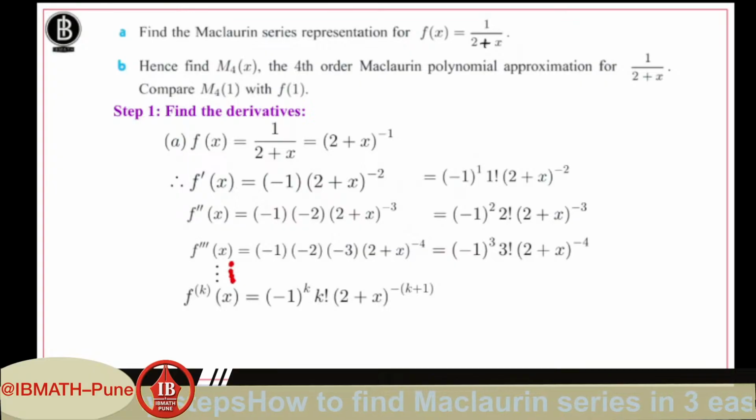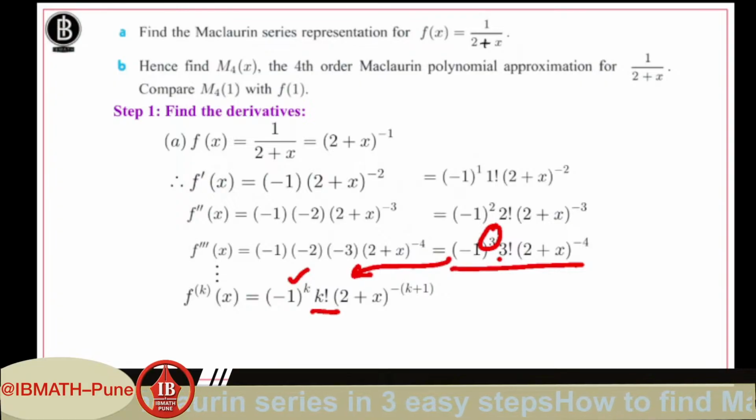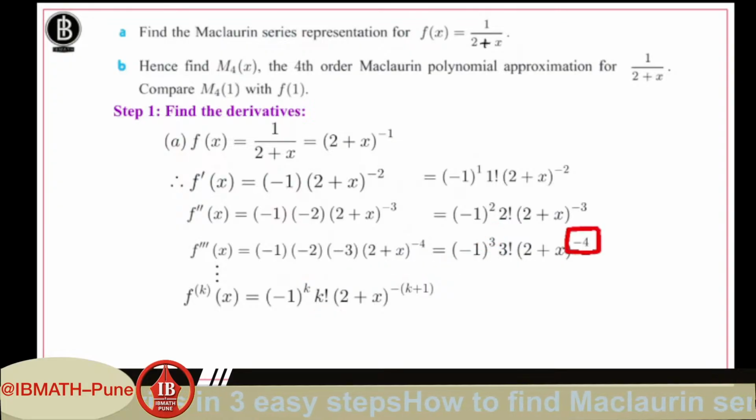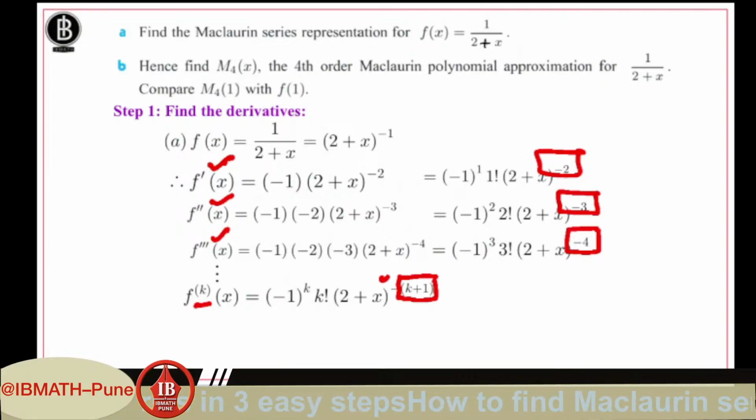So if you continue like this, then the kth order derivative will be, from this you can write, minus 1 to the power k, replace 3 by k, k factorial, and the bracket to the power will be negative, 1 more than the order of the derivative. See here, observe here. Everywhere the power of the bracket is 1 more than the order of the derivative but with negative sign. So the kth order derivative will have k plus 1 but with negative sign.